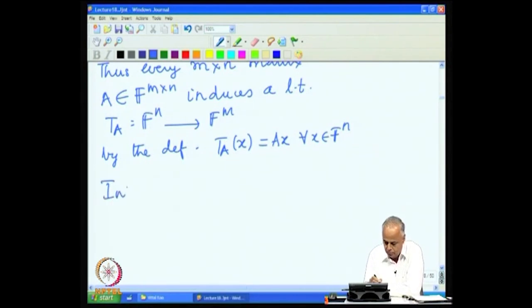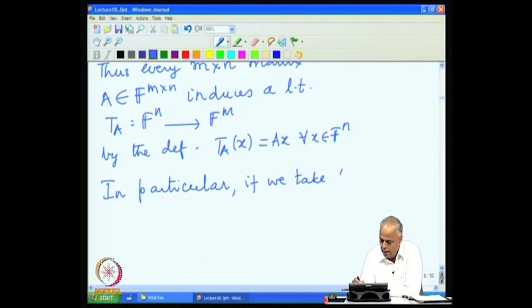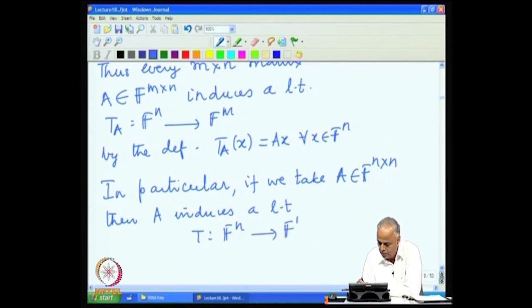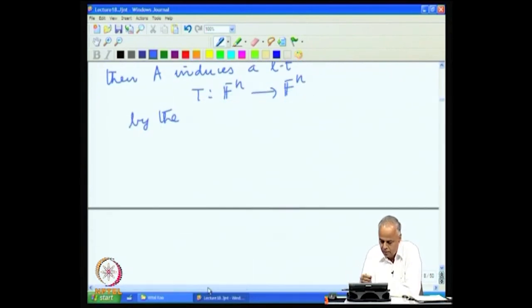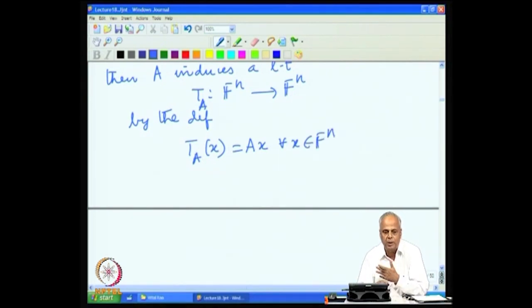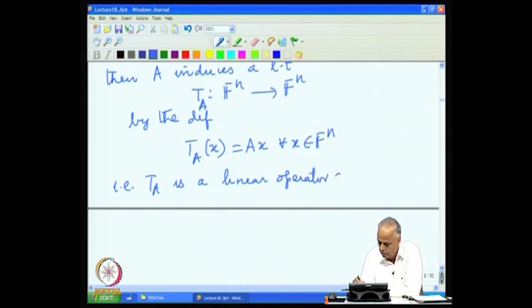In particular, if we take A to be an n by n matrix, now in this case m equal to n, then A induces a linear transformation Ta from Fn to Fn by the definition Ta x equal to Ax for every x in Fn. Now, since this is a linear transformation from the vector space Fn to itself, it becomes a linear operator, that is Ta is a linear operator on Fn. So, thus every n by n matrix induces a linear operator on Fn.